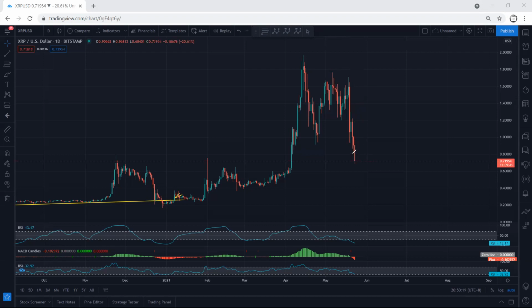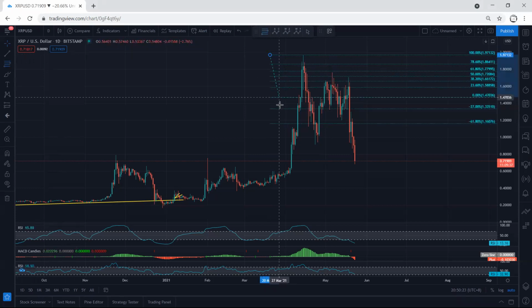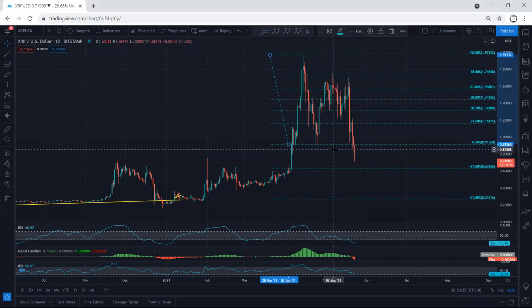Now, how deep can it go? If we put our fib, just approximate whatever I'm putting here, it's not an exact value. All right. If we consider this is the correction relative to this, we still have room for the 27%. What is the value for the 27%?